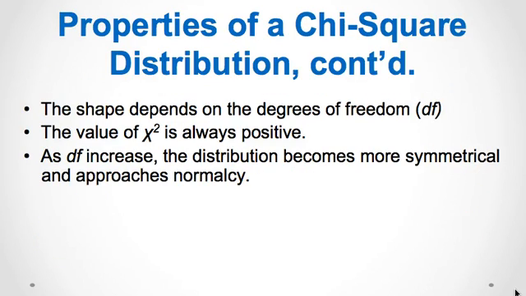The shape of the chi-square distribution depends on its degrees of freedom. The value of chi-square is always positive, and as degrees of freedom increase, the chi-square distribution becomes more symmetrical. More on this in Chapter 13.